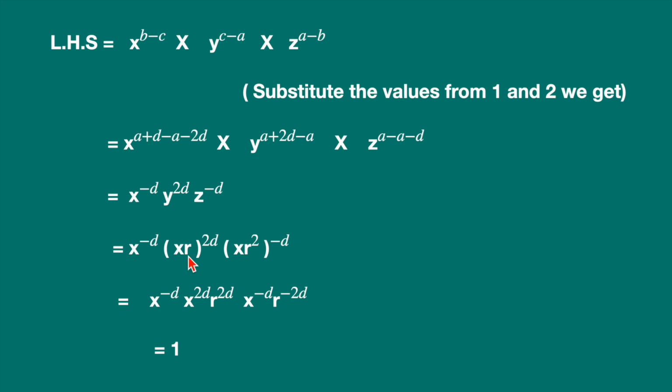Okay. Now open this. This will be X raised to 2D, R raised to 2D. This will be X raised to minus D and R raised to minus 2D. Okay, so here R raised to 2D and R raised to minus 2D will cancel. X raised to minus D, X raised to minus D is X raised to minus 2D, and X raised to plus 2D, that will also cancel, and you're left with 1, which is equal to the RHS.